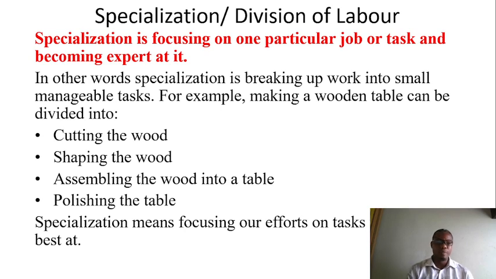Then you have another group of people who will be responsible to assemble the parts into a table. Then you have another set of people who will what? Polish the table. That is specialization or division of labor. You are dividing up the tasks. Alright? So specialization means focusing our efforts on tasks that we are best at.